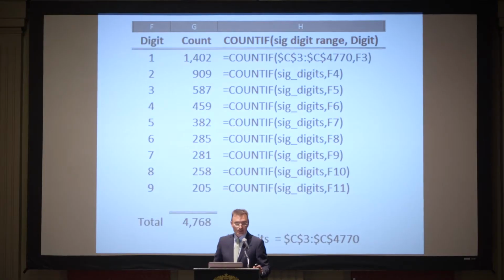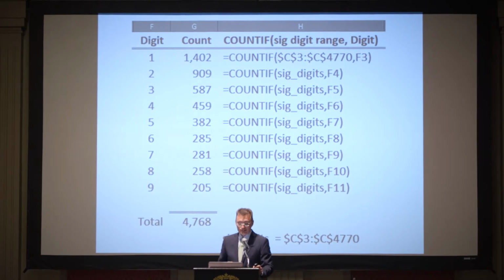The first being the range. That's going to be our entire range of tax receipt data, just the dollar amounts in the single column. And then the second argument is going to be our criteria, which is simply the number 1 or the number 2 or the number 3, so on and so forth, down to number 9. And as you will see on the next slide, I have an example of that.